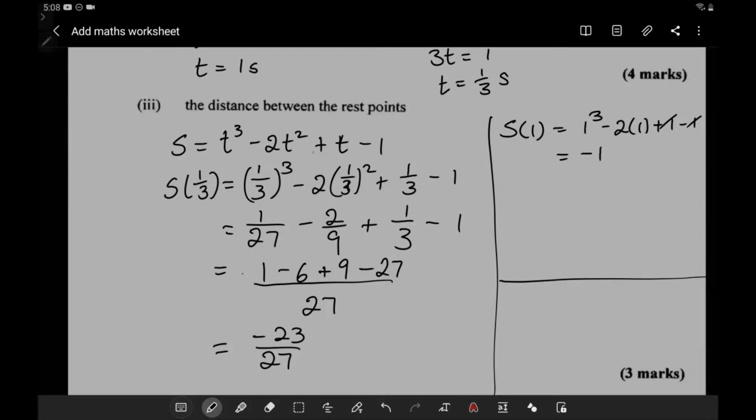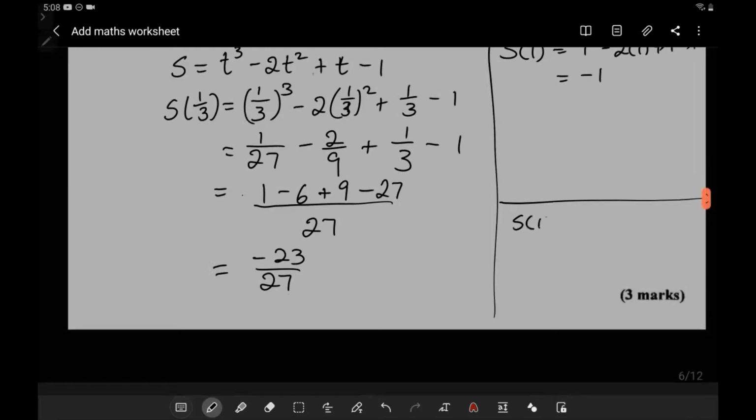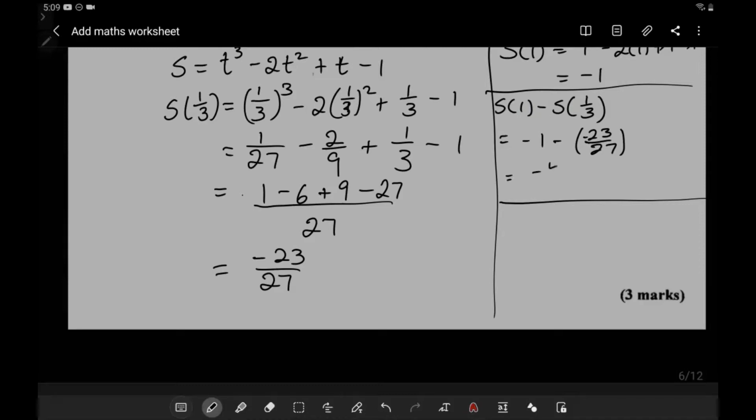So our distance between the points is like s of 1 minus s of 1/3. It's like final point minus initial point. Probably fit that here, allow me. So we'll get negative 1 minus negative 23 over 27. So that will become positive, and this will become negative 4 over 27.